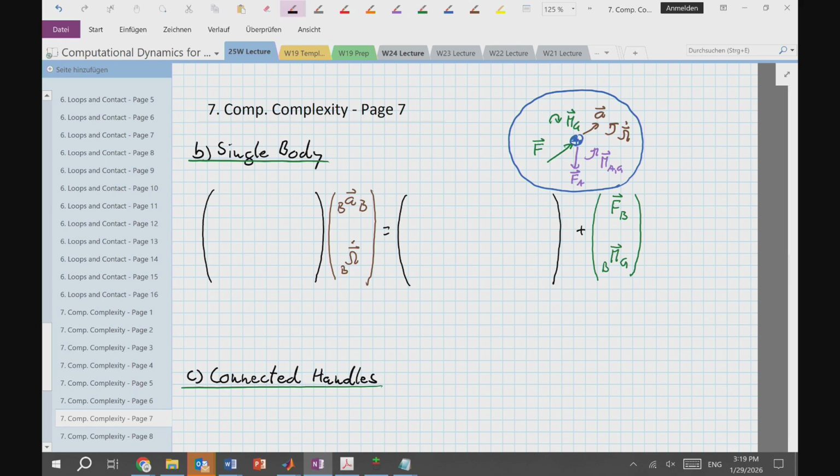And then we could identify these individual terms as the articulated inertia of a single rigid body, the spatial acceleration of a single rigid body, the bias forces, articulated bias forces of this body B, and then basically the forces on the handle, which we called F hat.